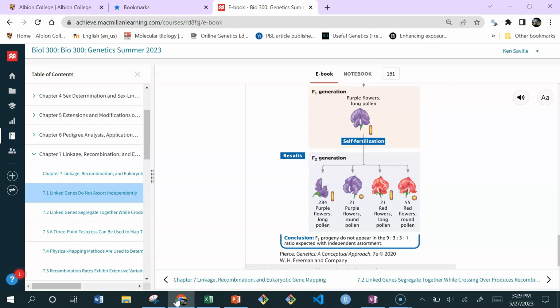So just take my word for it, that is a 9 to 3 to 3 to 1 ratio. And that's really all you need to know. It's not a modified 9 to 3 to 3 to 1, we don't have time to go into that, but it's not.